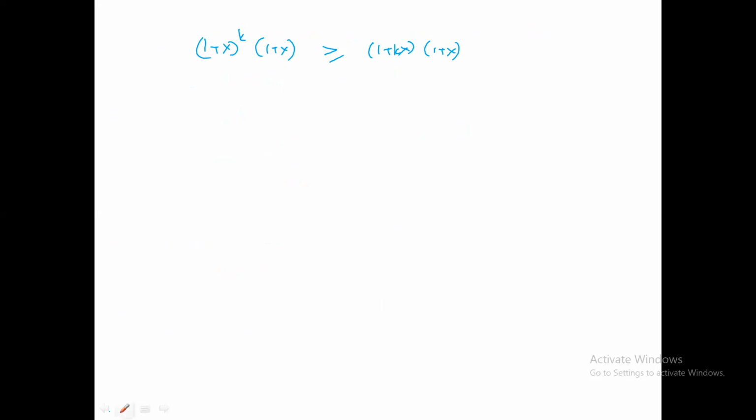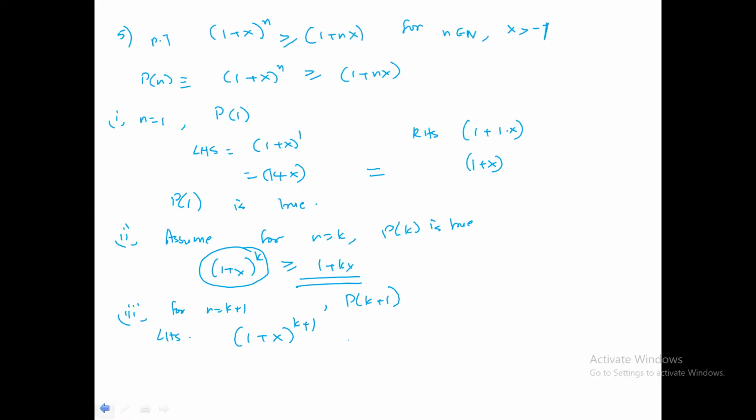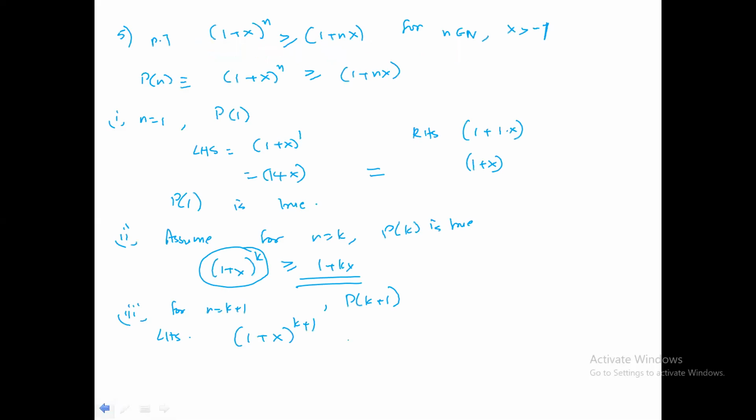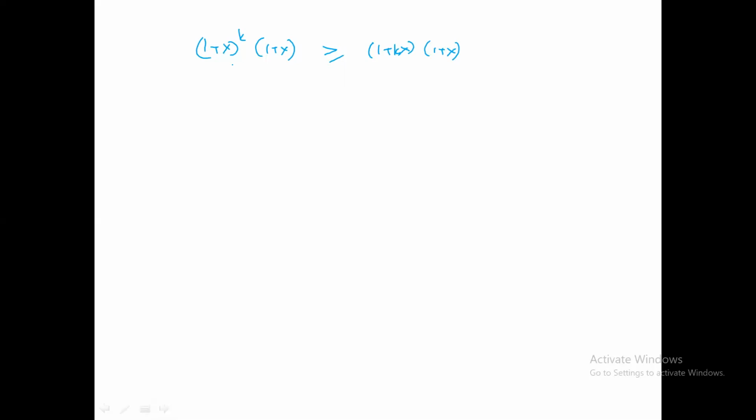This is what I am changing. I am using P of k. In P of k, what do I have? That I am using. I have (1 plus x) whole power k is greater than or equal to 1 plus kx. I am writing this one as it is. So I can write (1 plus x) power k plus 1 is greater than or equal to, when I multiply, I have 1 plus x plus kx plus kx square.